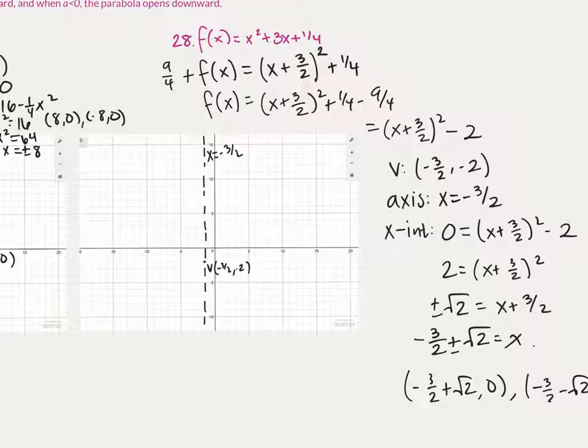And then for the x-intercepts, it's -3/2 plus square root 2 and -3/2 minus square root 2. So I'll put about there and about there. So there's our graph, like so. So again, you should label those intercepts. It's a little small to see, so I'm not going to do that, but do label those intercepts.